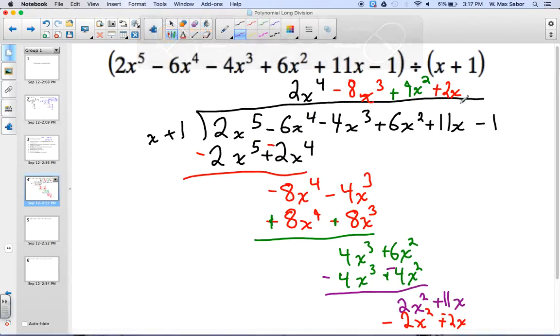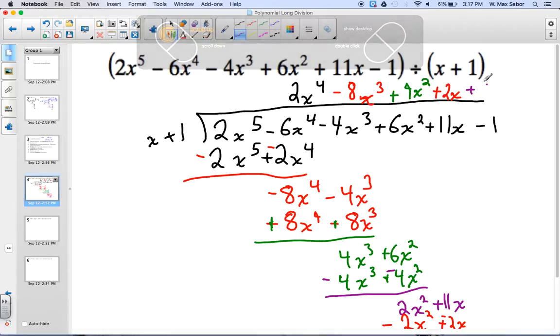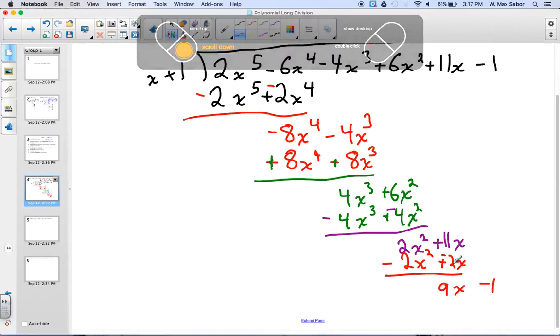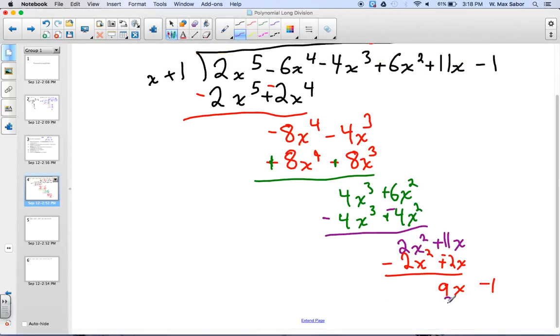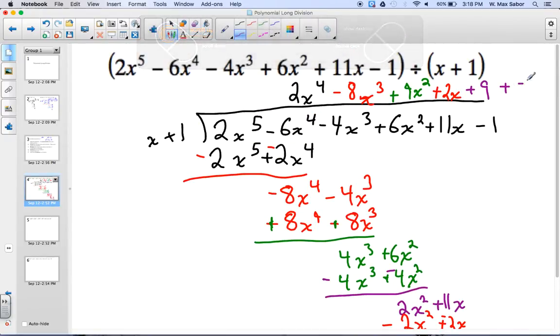And then we have, how many times does x plus 1 go into 9x minus 1? 9 times. So 9 times x gives us 9x. And 9 times 1 gives us 9. Subtract these, we are left with negative 10. So all of this plus negative 10 over x plus 1.